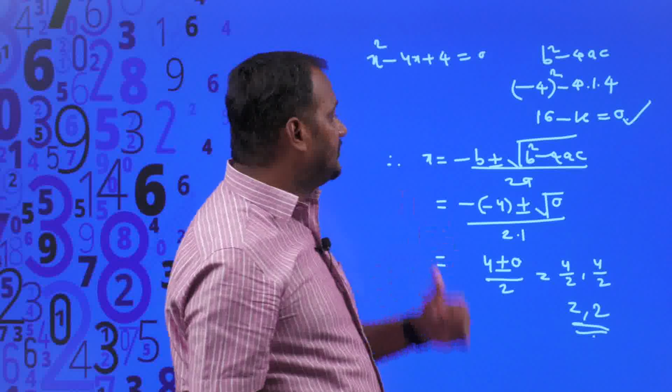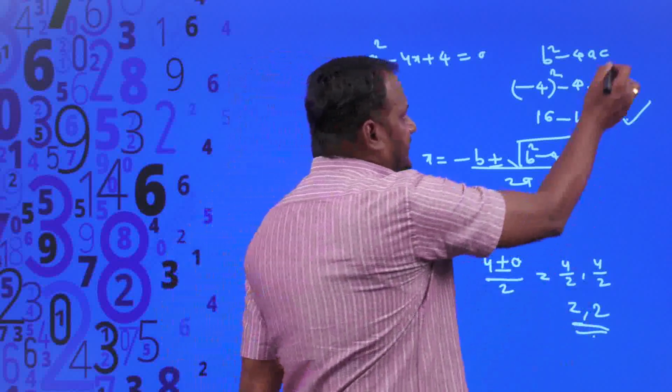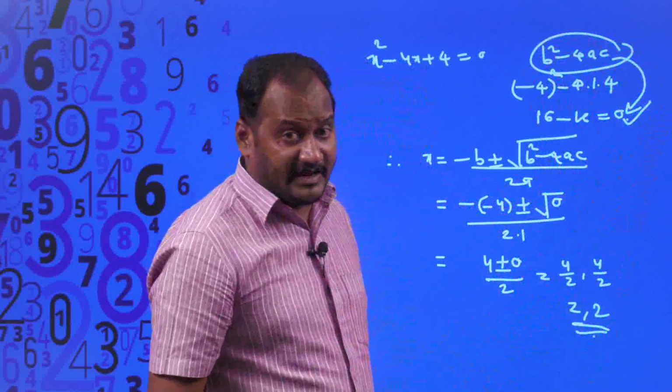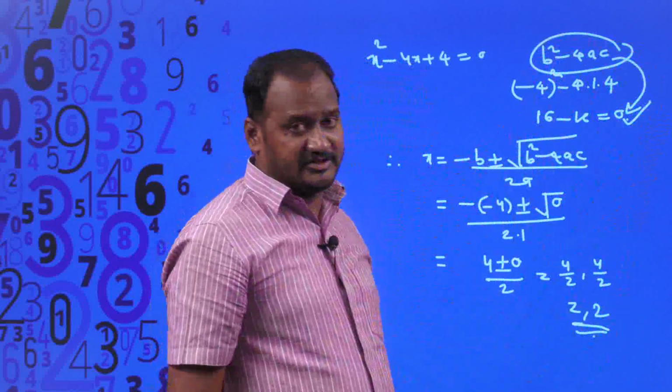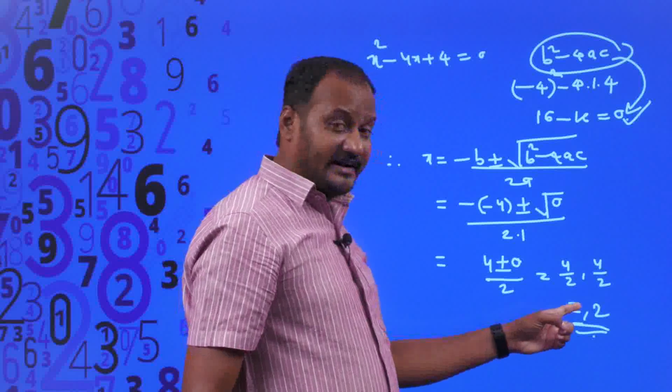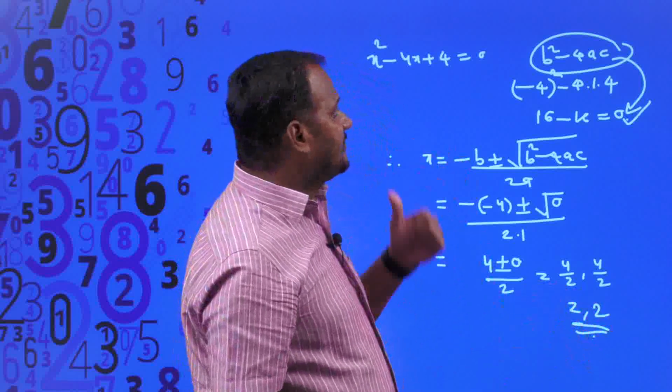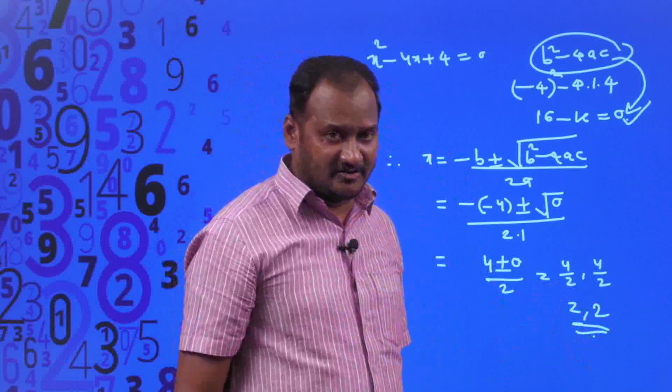So with this example we can understand one thing: if the value of b square minus 4ac is equal to 0, then the roots are real as well as equal, right. So that's all about b square minus 4ac is equal to 0.